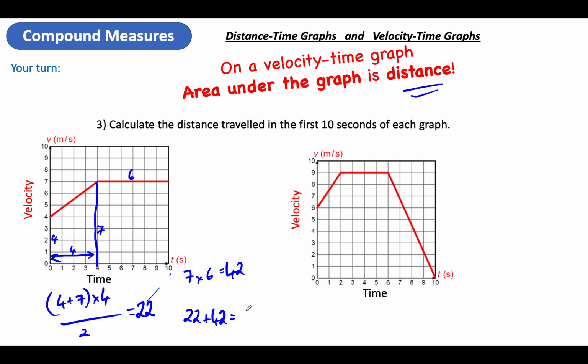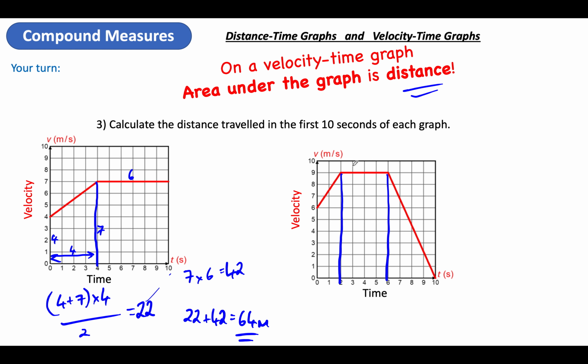And add those two things together and you get 64. So the area under the graph is 64, so it's 64 meters, because my graph is in meters per second. Okay? Right, last one then. Let's go a little bit faster, shall we? I'm going to break this into a trapezium, a rectangle, and a triangle.